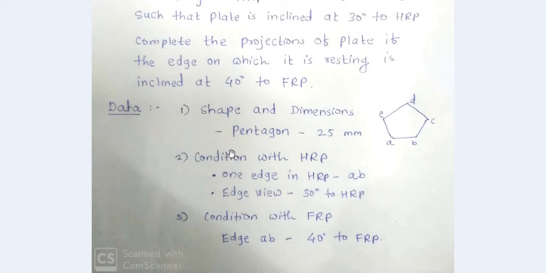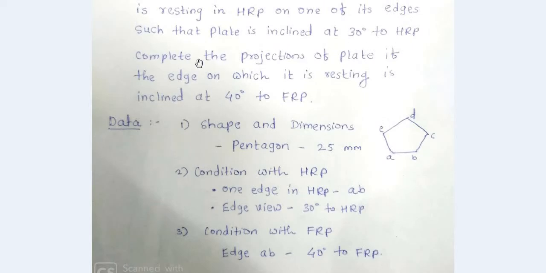Now we will go to the third data, which is condition with FRP. Anything given with reference to FRP in the problem would form condition with FRP. And in our problem, if you continue reading the problem further, complete the projections of plate if the edge on which it is resting is inclined at 40 degrees to FRP. So with respect to FRP, angle is given and that angle is 40 degrees.